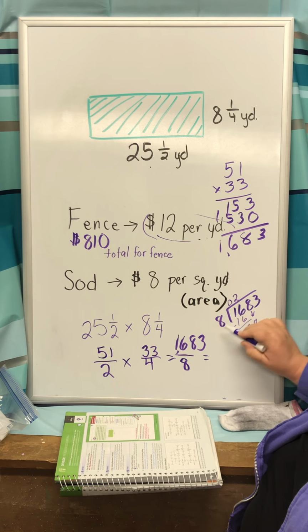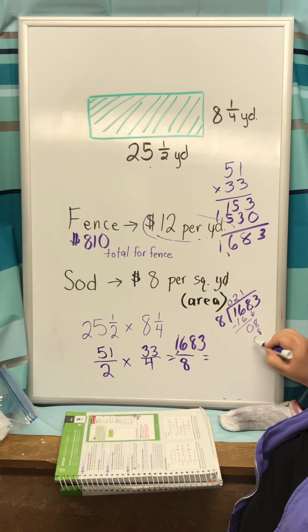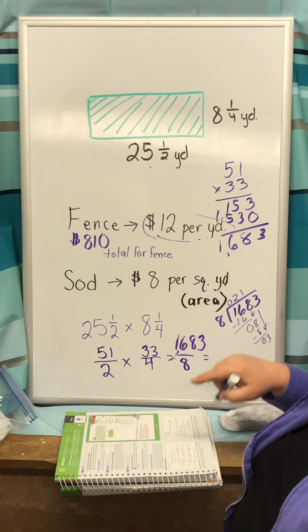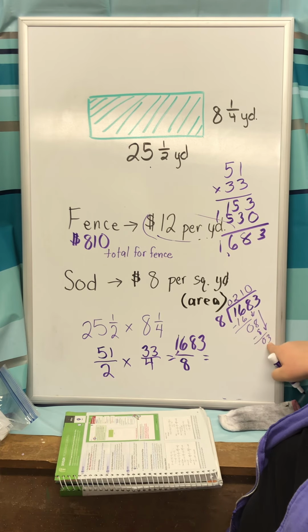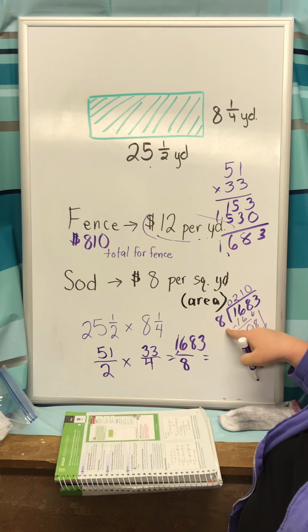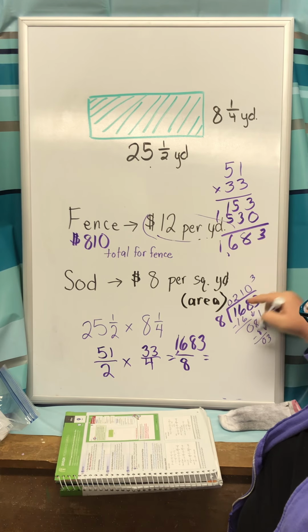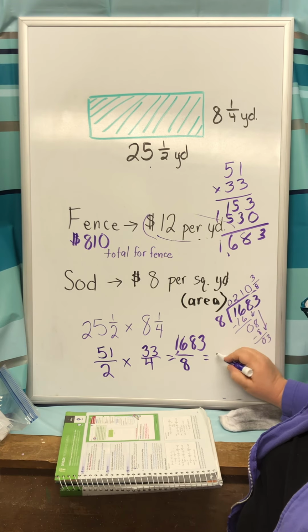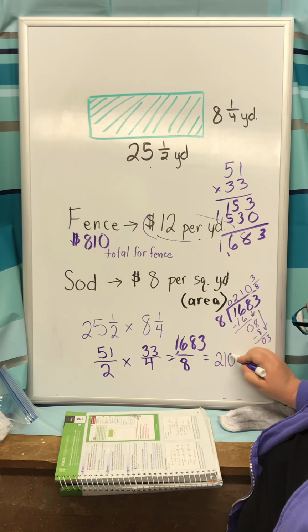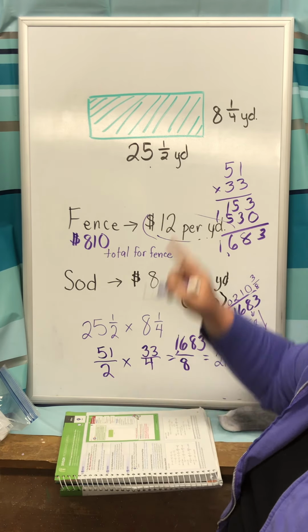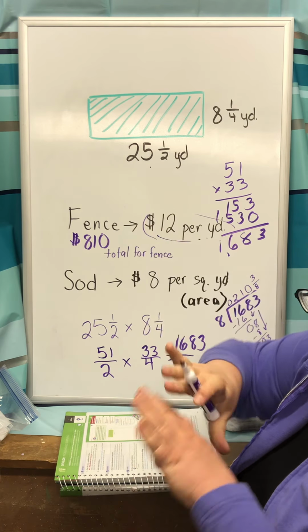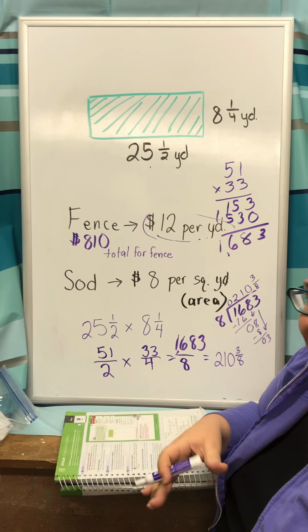0, 8 comes down. 8 times 1 is 8. 0. My 3 comes down. This is the part where you have to make sure you put that 0 there because 8 times nothing is 0. I'm left with 3, and my divisor was 8. So it's 210 and 3/8. 210 and 3/8 is my area of that portion of the rectangle that's going to be covered in sod.